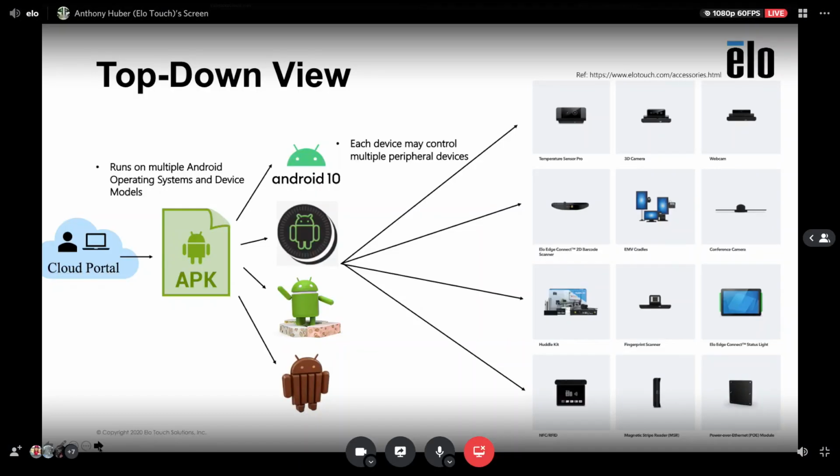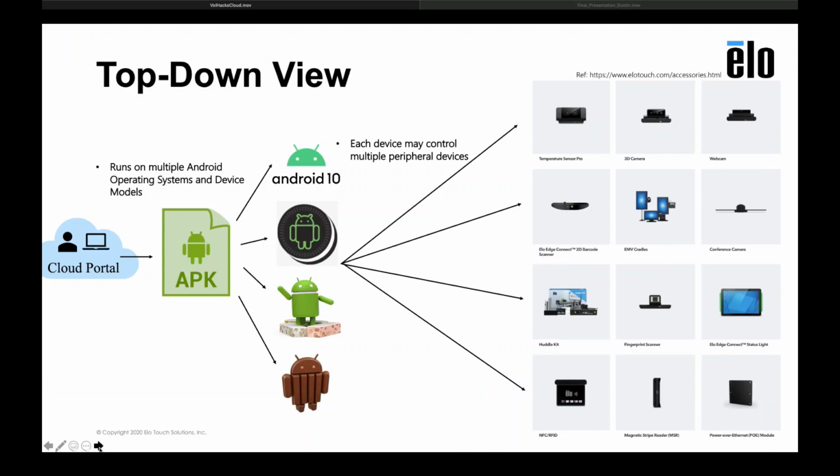This is taken directly from our website. As you can see, we have many peripheral devices such as barcode readers, LED lights, power over Ethernet modules, magnetic stripe readers, NFC readers, and so on. To give you a better idea of what these peripherals are or what they do, this video will give some context on the above.